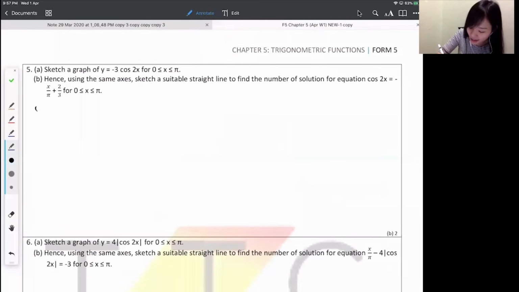So guys, question 5. Let's continue. I'll do one more, one harder question, then I will let you go, okay? So look at this, question 5. Sketch a graph: y equals negative 3 cos 2x.